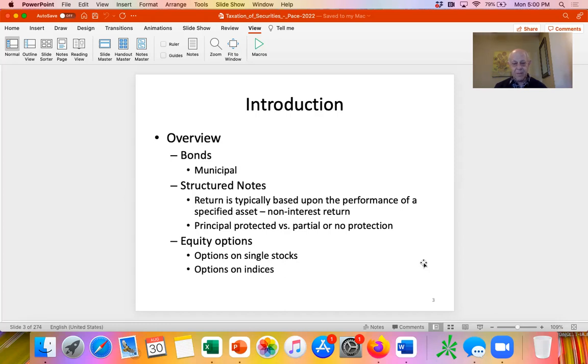Sometimes notes are issued with partial or no protection. It's rare that a note has no protection, but other times a note will give you partial protection. So they say, look, instead of capping your upside at 25%, we'll give you the upside up to 50% over the next 5 years. But if you're going to get that additional upside, you're going to have to take on some of the downside risk.